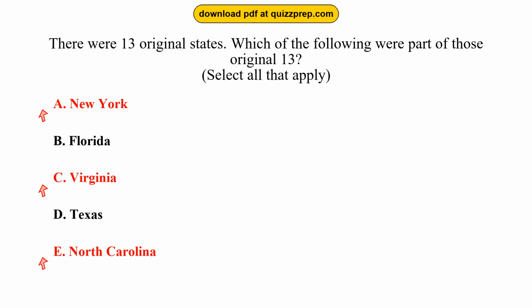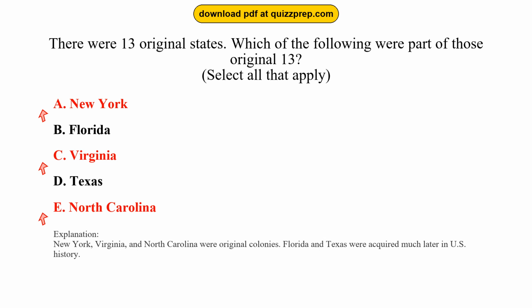New York, Virginia, North Carolina. New York, Virginia, and North Carolina were original colonies. Florida and Texas were acquired much later in U.S. history.